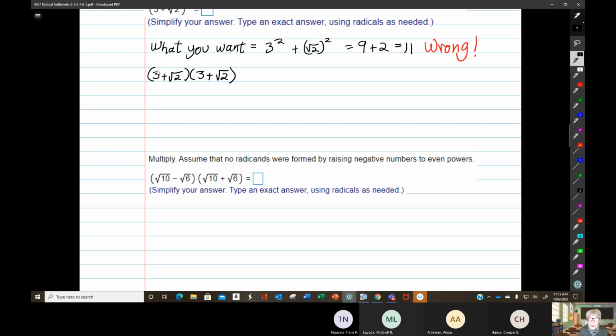Instead, you're going to have to multiply the 3 times the 3 and 3 times the square root of 2. The square root of 2 times 3, the square root of 2 times 2. So that this is what you have. You have 3 times 3 plus 3 times the square root of 2 plus, I could say the square root of 2 times 3, but we write it the other way, 3 times the square root of 2 plus the square root of 2 times the square root of 2.